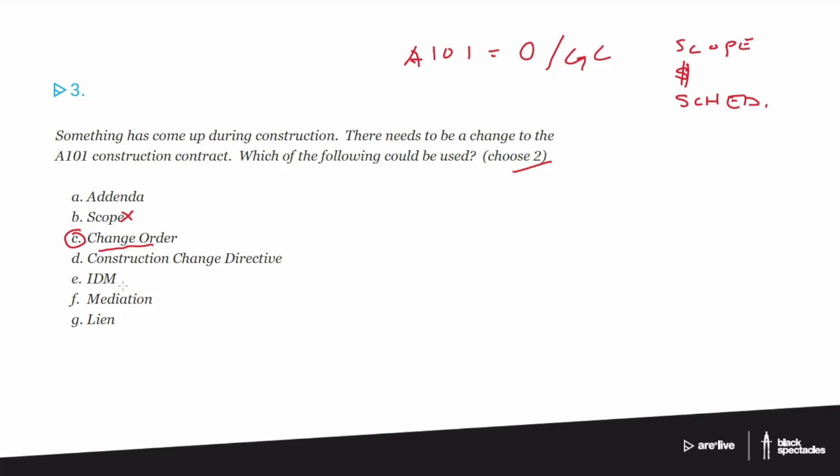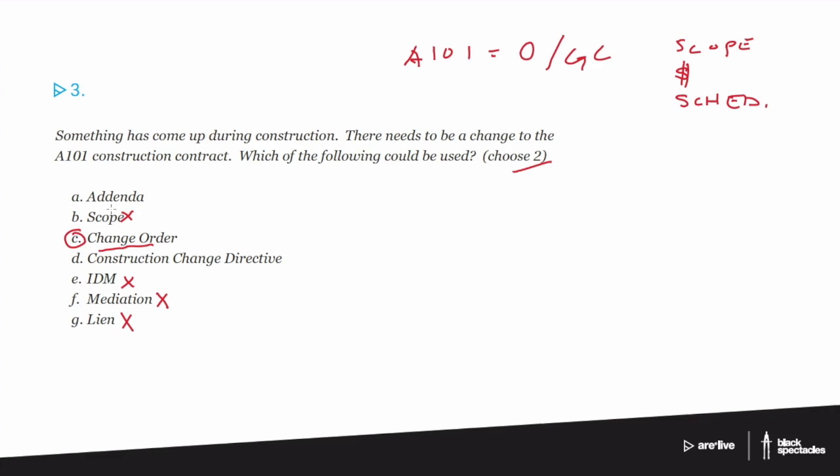IDM is the initial decision maker, and that's a part of dispute resolution, so that's not it. Mediation is also part of dispute resolution, so that's not it. A lien is interesting. That's a financial issue. It has a lot of contractual meaning. But a lien is when somebody feels they've been burned on a project and is claiming a certain amount of ownership in order to force somebody to pay them or have some other remedy be made. So lien is interesting, but not relevant here.